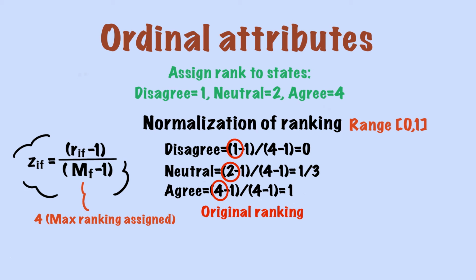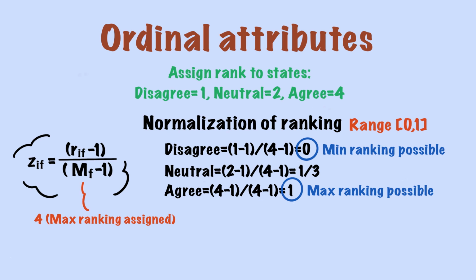One thing you might notice is that only RIF changes when we calculate the ranking for each state. So the formula is not that difficult, right? Second, we assign the lowest ranking to disagree and the highest ranking to agree. After normalization, disagree becomes 0 and agree becomes 1, which again proves the normalization works, because these states are supposed to be on the extremes of the new range.